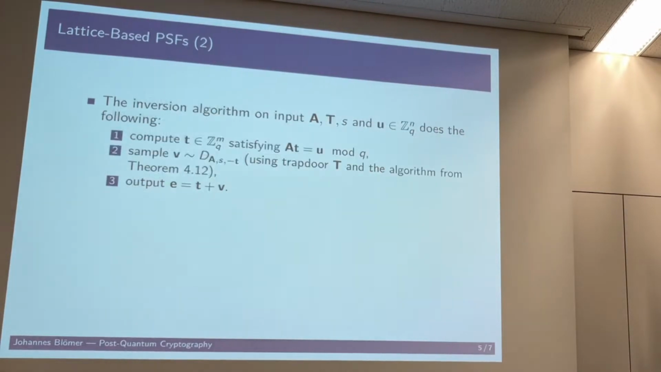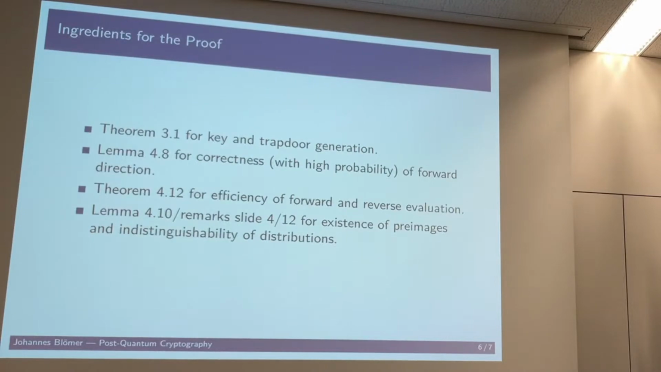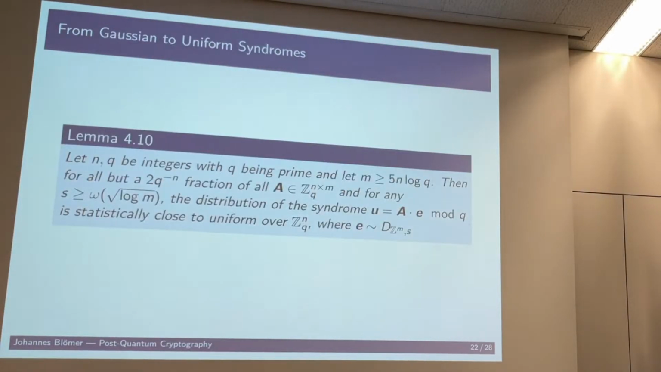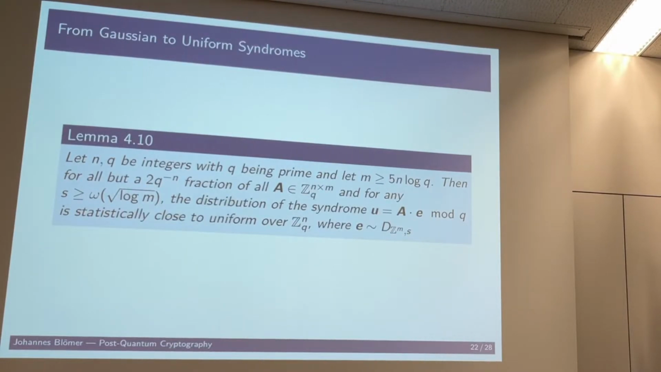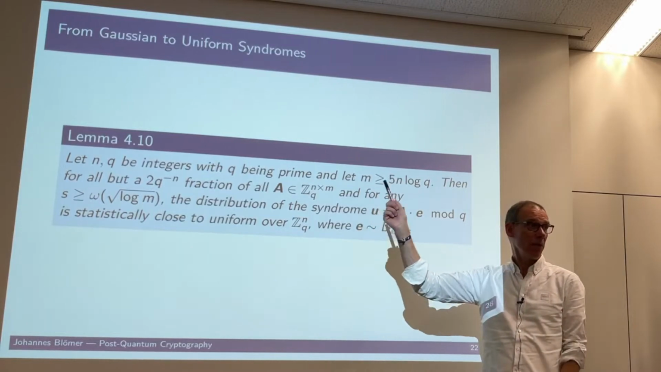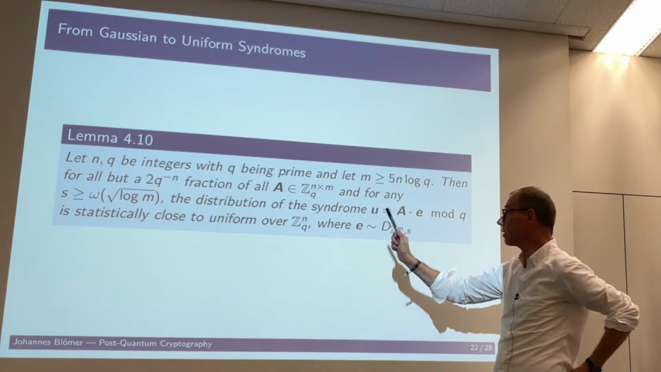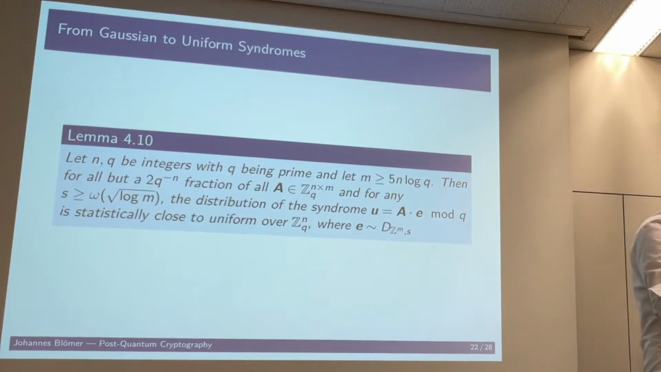And then we also need theorem 4.12, we always need to sample from these distributions. That's something that we saw in 4.12. And then we had lemma 4.10. This is our regularity lemma here, that these distributions match. If I take something from this distribution and compute A times e, then I get something that's statistically close to uniform. And that is the distribution on the range.